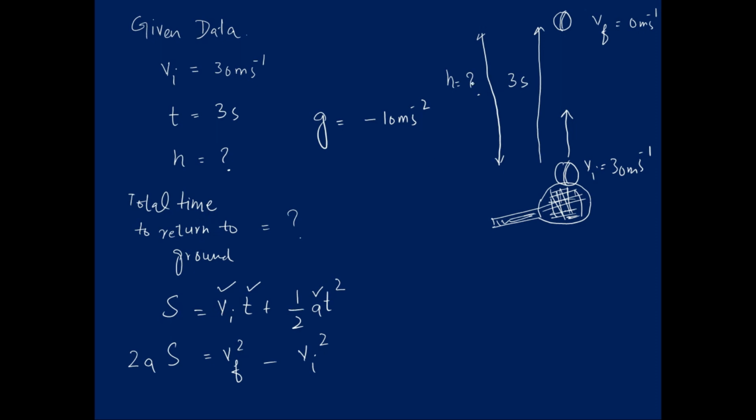In that kind of problem, the equation of motion is converted to height form. S is converted to h. S is the horizontal distance, h is the vertical distance, Vi is the initial velocity, t is the time, plus half, and a is the acceleration. But here in vertical upward and downward problems, gravitational acceleration is involved, so a is converted to g, t square. Similarly, you can convert the third equation of motion as 2gh equals Vf square minus Vi square.